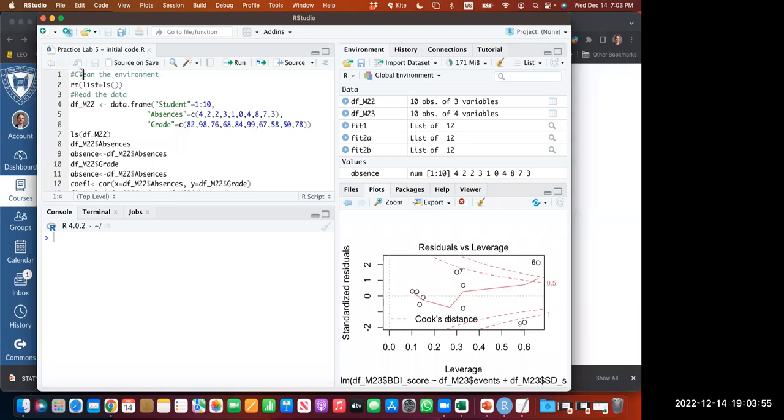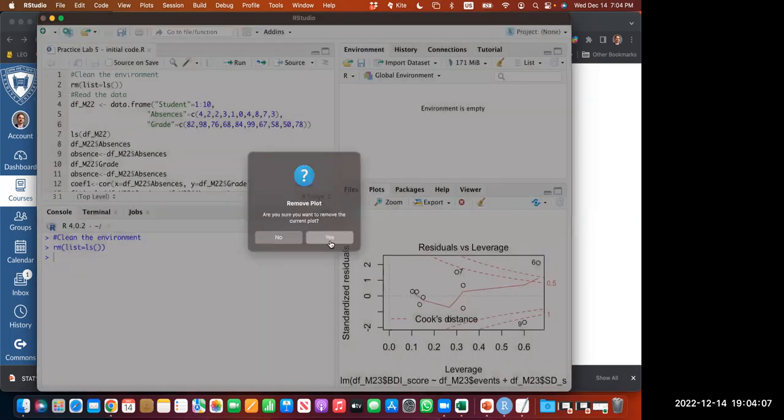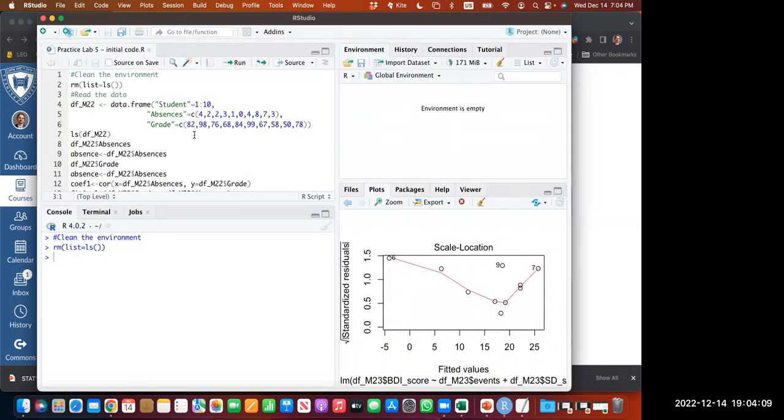So what we're doing here is pretty much consistent. Line 2 is consistent with what we've done in the past. So it's basically just cleaning the environment. That's all you're doing here. Okay, to those plots we come later.